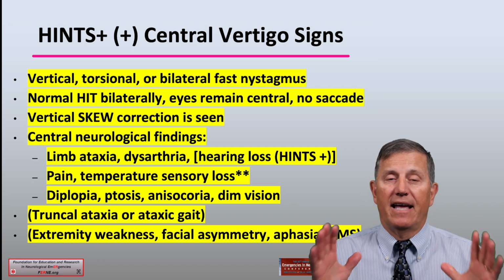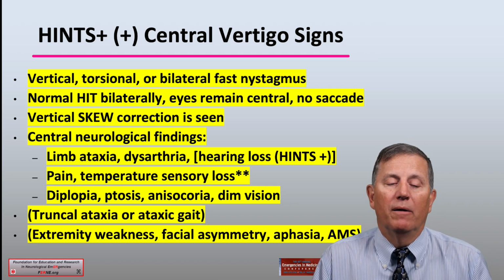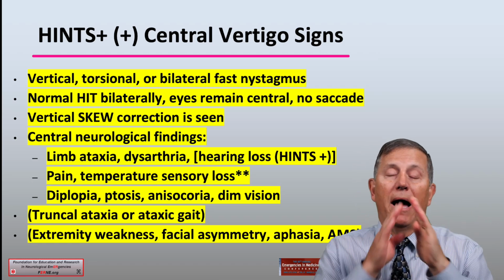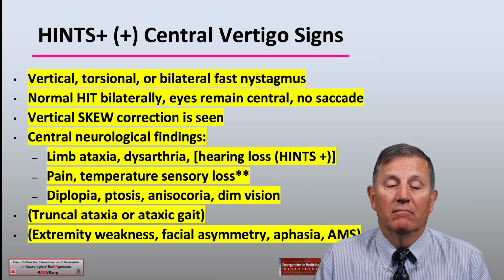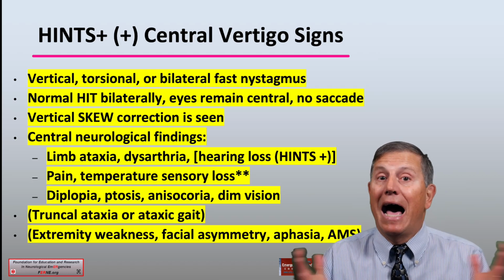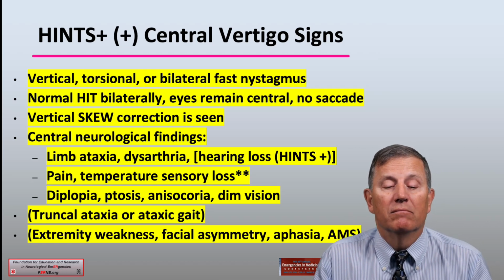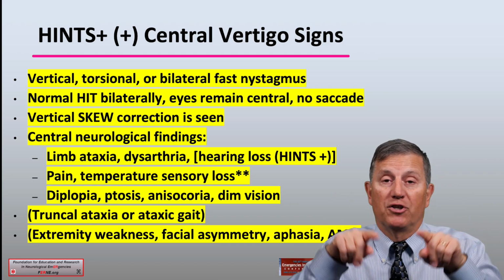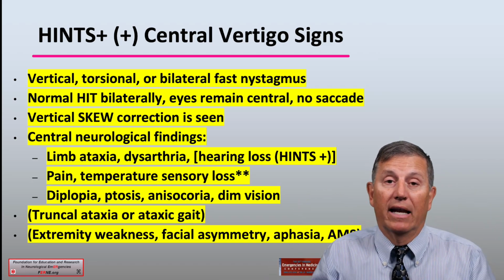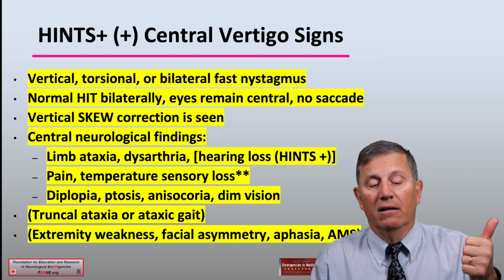What would suggest a central etiology in a patient with vertigo and acute vestibular syndrome? Number 1, vertical, torsional, or bilateral fast component nystagmus. Number 2, a normal head impulse test bilaterally, meaning there's no corrective saccade on either side, meaning neither vestibular system is ill and malfunctioning. If there's vertical skew correction to get the pupils to line up horizontally, that would suggest a central etiology.